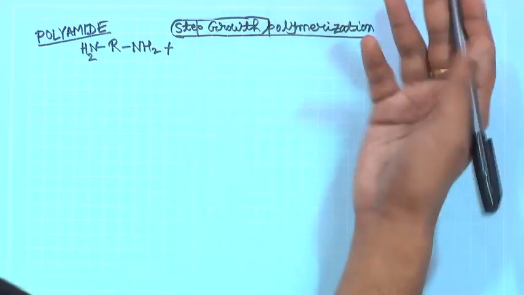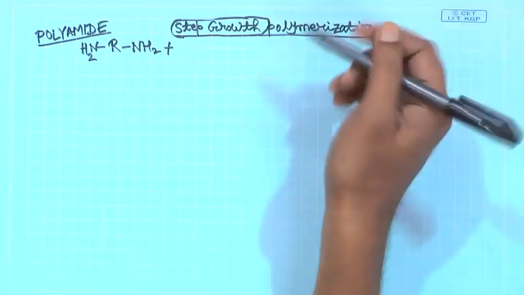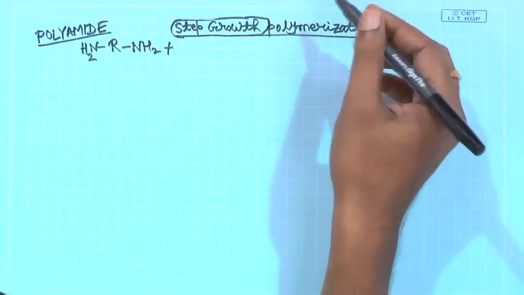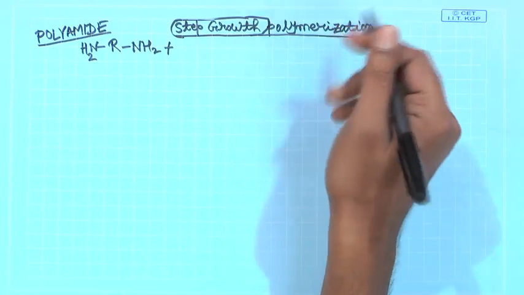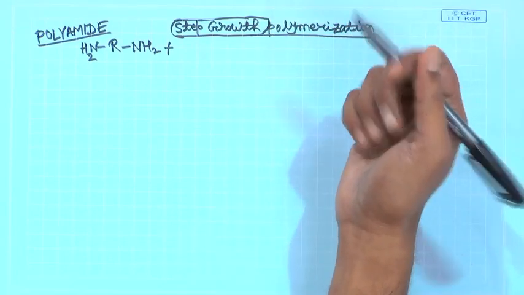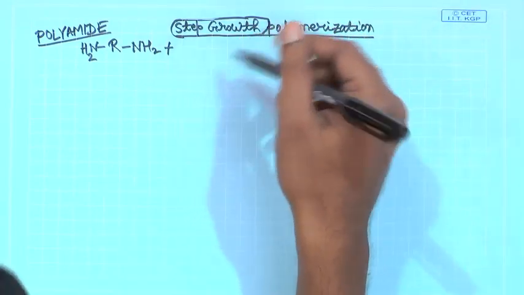Or, for example, bisphenol A carbonate. Those kinds of polycarbonates, which are also polyesters, are synthesized by step growth polymerization.